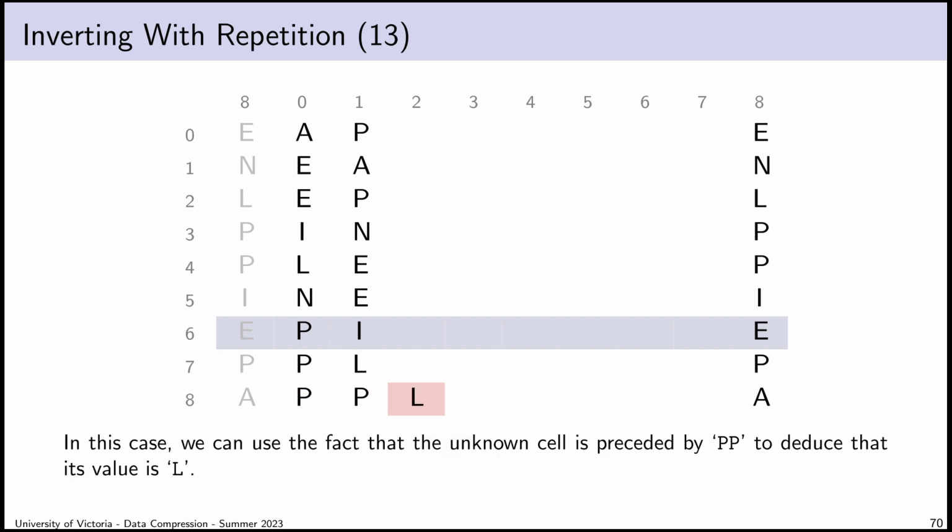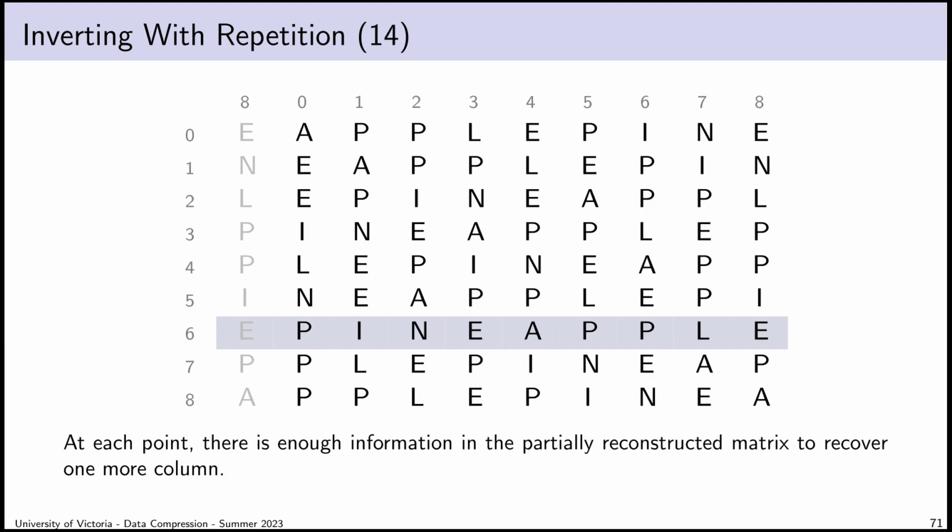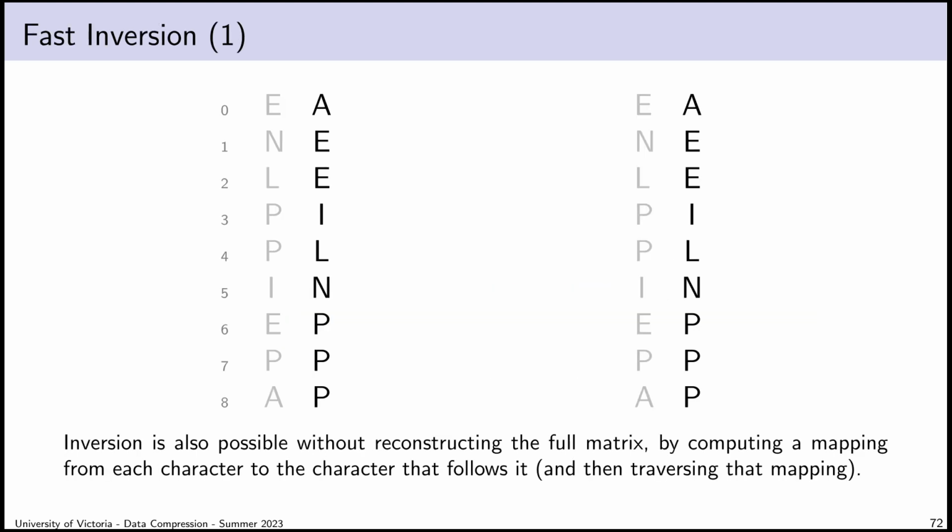So I can use the fact that I now have 2 characters of the row. I can bootstrap myself into getting the 3rd character more easily by leveraging the data I've already been able to recover. And by this point, there's actually enough to recover the entire matrix, and the word is pineapple.